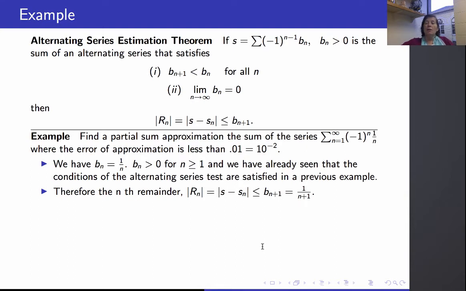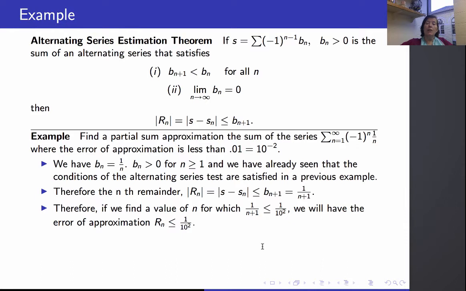The nth remainder, Rn, which is the sum of the series S minus the nth partial sum, by the alternating series estimation theorem, is less than or equal to the positive part of the n plus 1th term, which is 1 over n plus 1. Since the error of approximation is less than or equal to 1 over n plus 1, then if 1 over n plus 1 is less than or equal to 1 over 10 squared, the error is less than or equal to 1 over 10 squared. So if I choose an n plus 1 where 1 over n plus 1 is less than or equal to 1 over 10 squared, I'm guaranteed that the error in my approximation is less than or equal to 1 over 10 squared, which was my goal at the beginning of the problem.